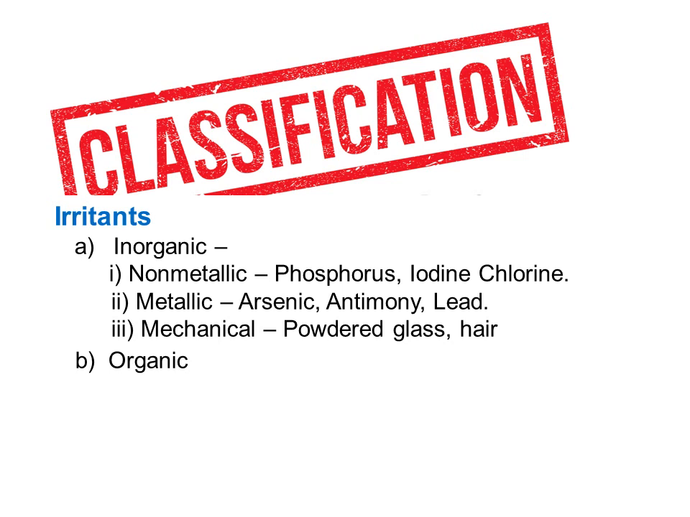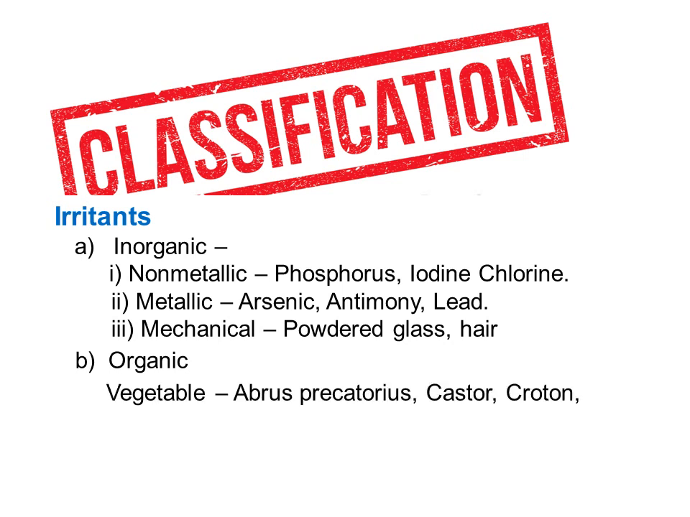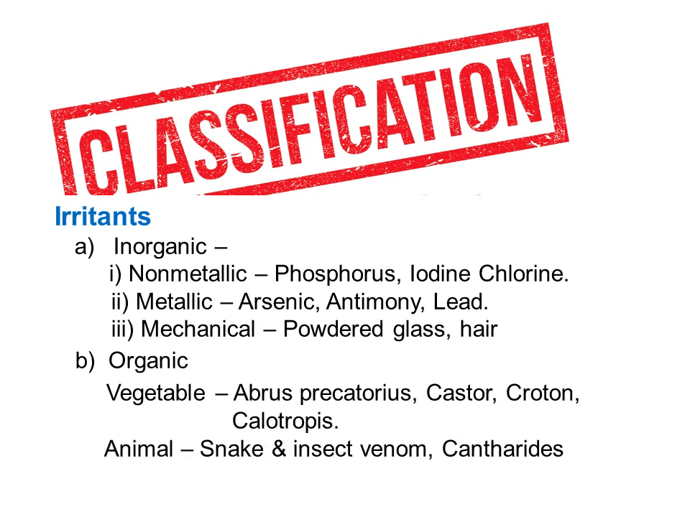The organic irritants include the vegetable poisons. I think you will be coming across these names in your practical classes, which include Abrus precatorius, castor, croton, etc. And under these organic irritants, we classify the animal poison, especially the snake and the insect venoms. It also includes the cantharides.